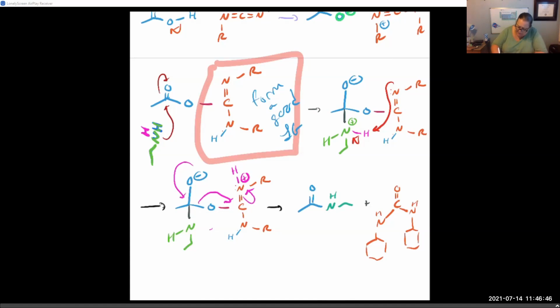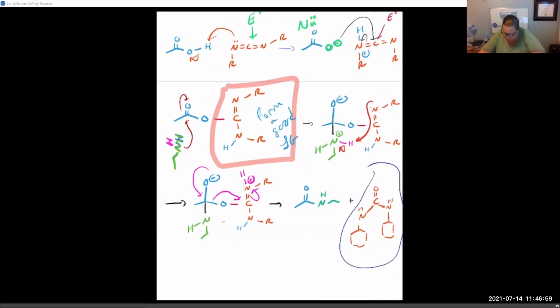The other good thing about this DCC is your byproduct, urea. This guy right here is soluble in the aqueous phase, so it's really easy to get rid of at the end. Not that any of you guys give a rat's behind about that.